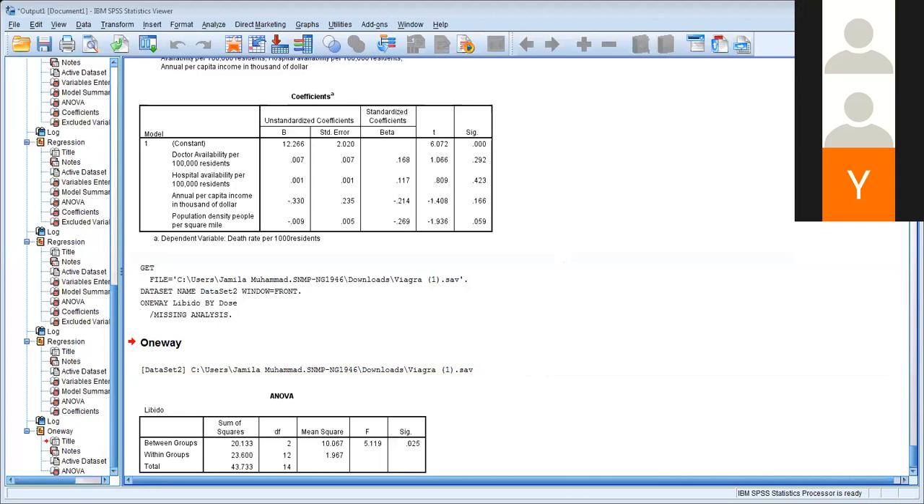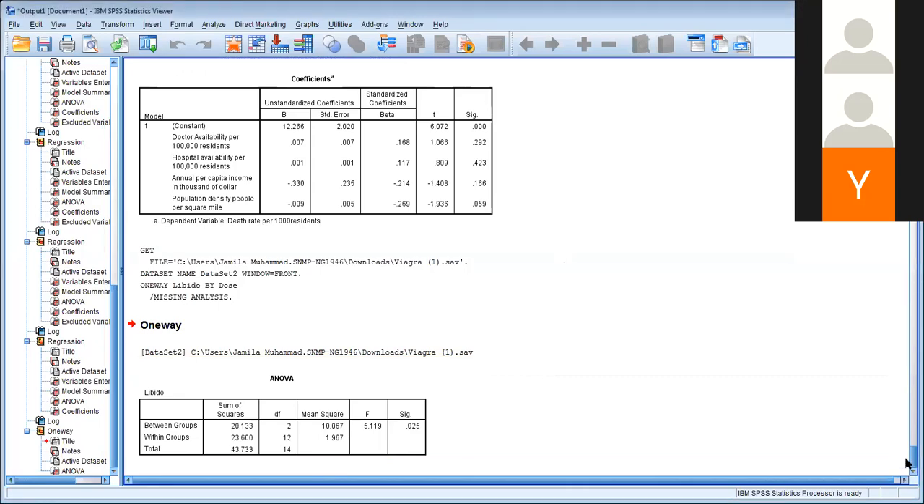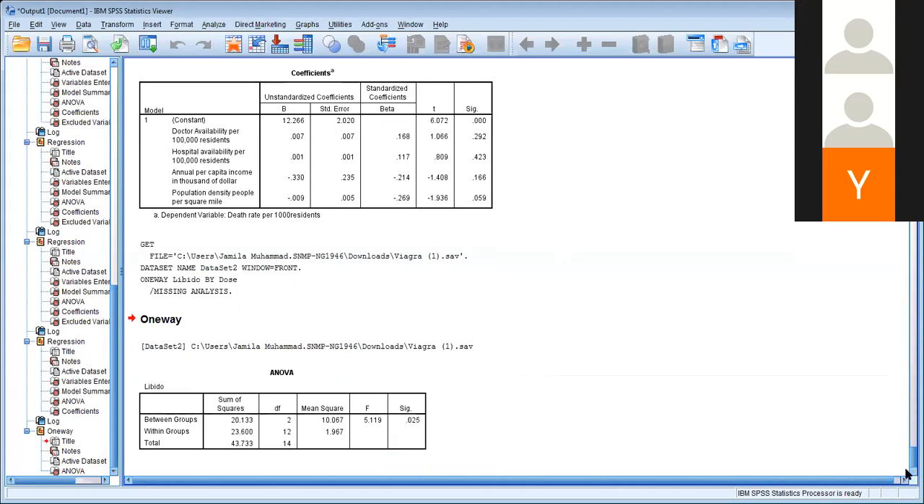So that's the table. If you see, this table is the same thing as you have seen with regression. Sum of squares, the same thing. The only thing is that instead of writing regression, it's called between groups, and instead of writing residual, it's within groups. Look at the F, 5.119. Look at the p-value, 0.025. Look at all these mean squares, and the degrees of freedom, 2, 12, 14.